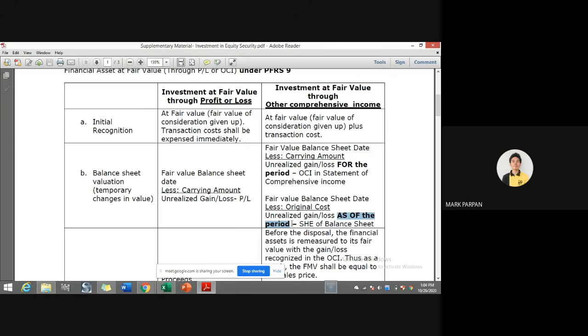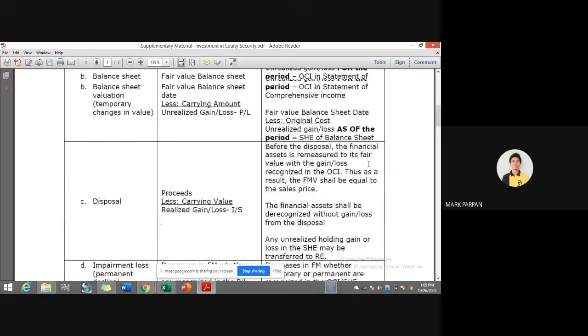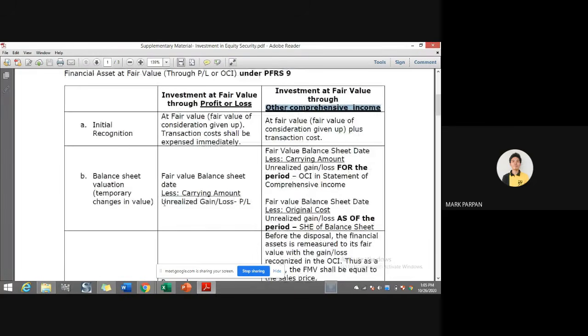Balance sheet account. So we have here as of the period a cumulative unrealized gain or loss. With OCI, please remember this one. In PL, we have no cumulative. What is the unrealized gain or loss for the period? That's it. For the next period, it's different again. We have no cumulative because profit or loss accounts are temporary accounts. They are to be closed every year end.